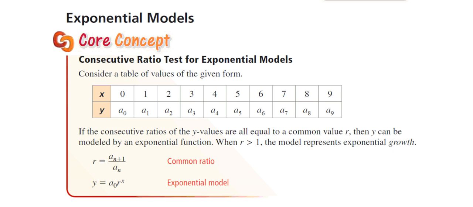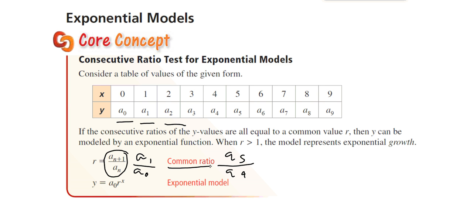So you can identify exponential growth if we look at a table of values. If our outputs are y values, and we take those values and divide them by each other, like a1 divided by a0, or a5 divided by a4, we should get a common ratio, meaning there's a common number multiplier that would get us to our next term. So this is what we call an exponential model.